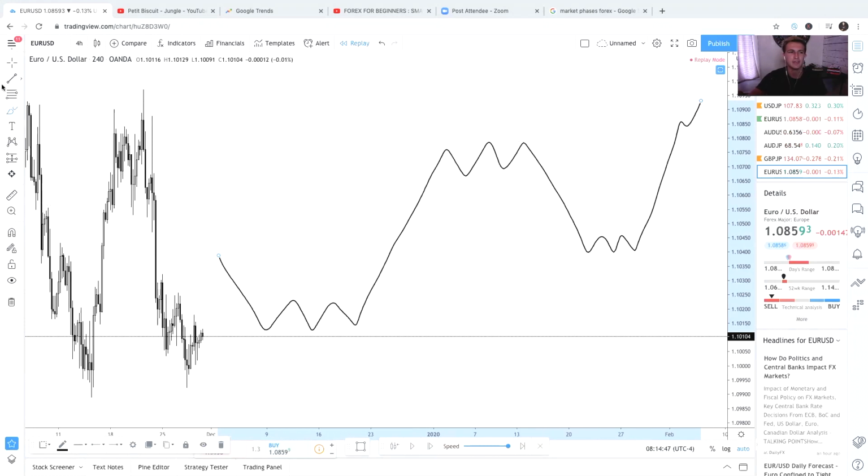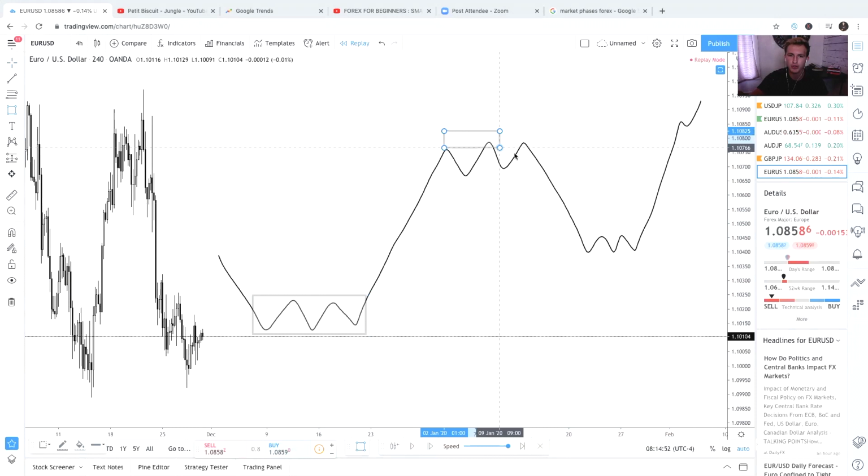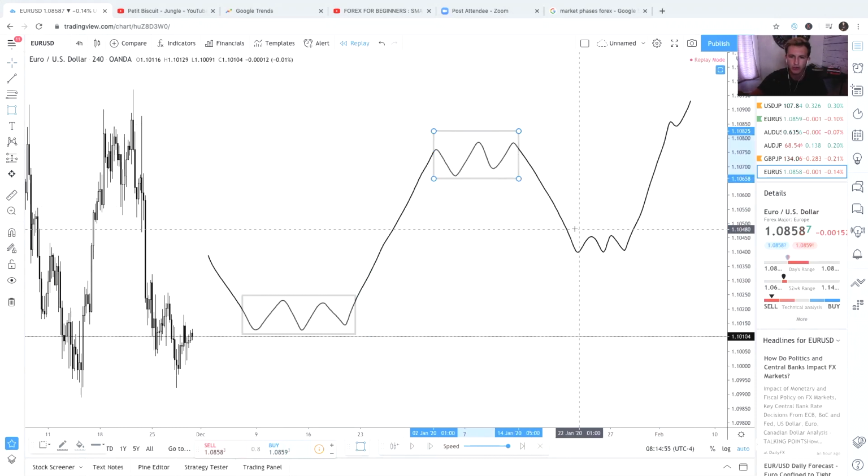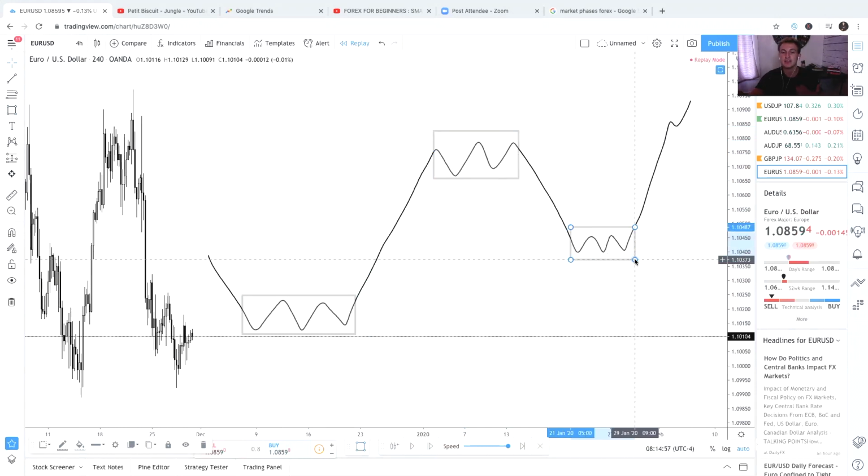Now, looking at these phases, down over here, we would have that accumulation phase. Up over here, we would have a distribution phase. Down over here, we would have an accumulation phase once again.